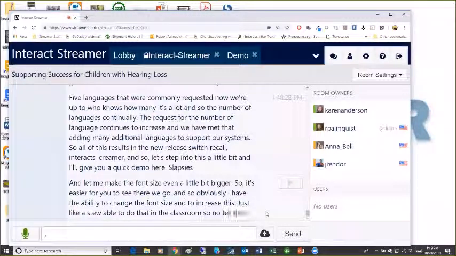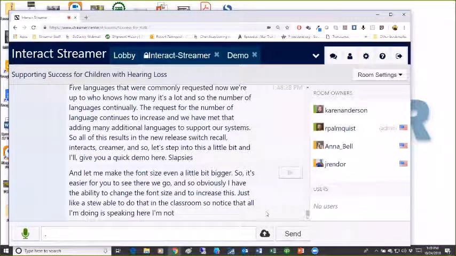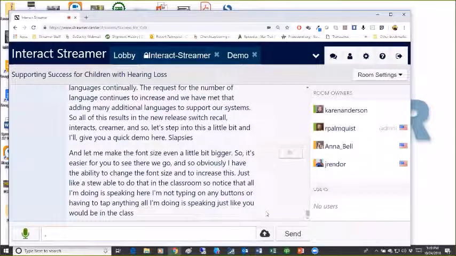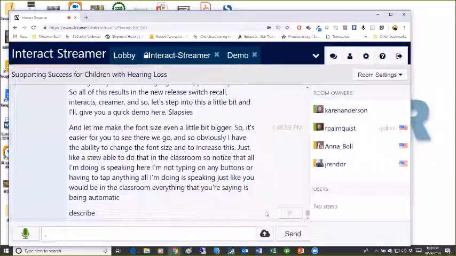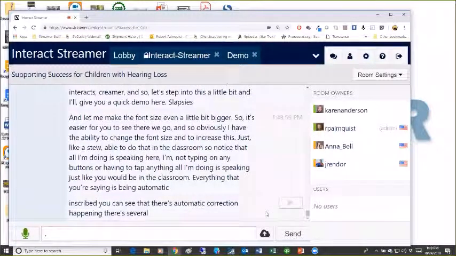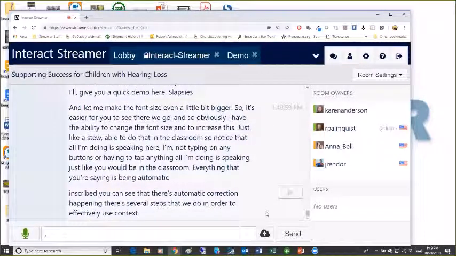So notice that all I'm doing is speaking here. I'm not typing on any buttons or having to tap anything. All I'm doing is speaking, just like you would be in the classroom. Everything that you're saying is being automatically transcribed. You can see that there's automatic correction happening. There's several steps that we do in order to effectively use context in order to generate an accurate translation.